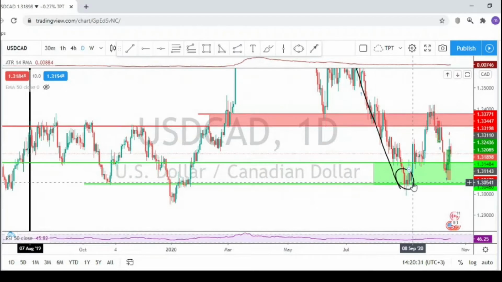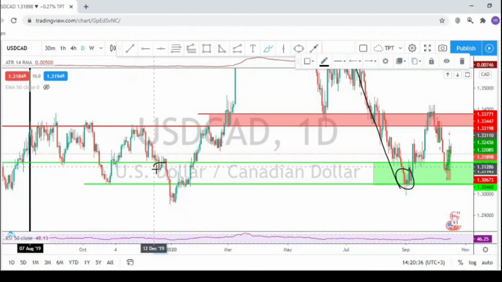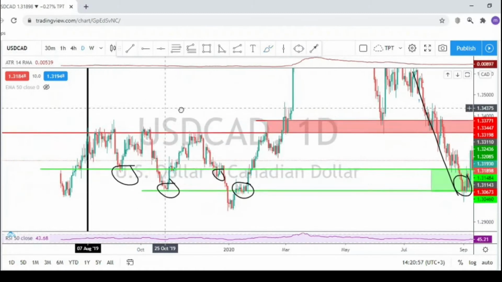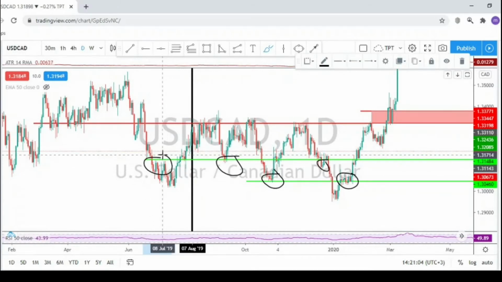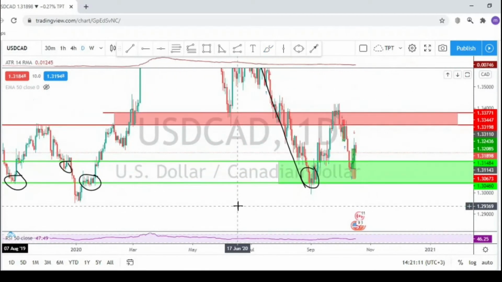this level that I've marked green was tested here as support, was tested here as support, and it was tested here as support. And I'm sure if we go further to the left, then you will find out that this level was tested here as resistance, it was tested here as support. So we have found out that this level of structure is a level that has been tested multiple times.